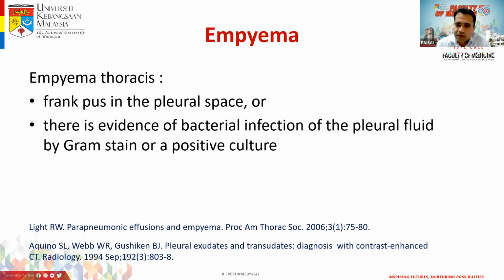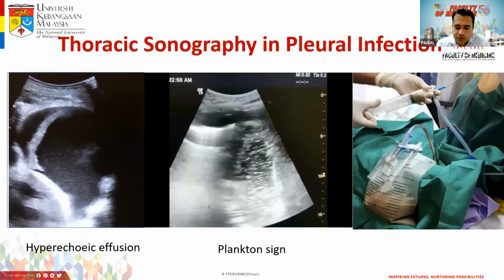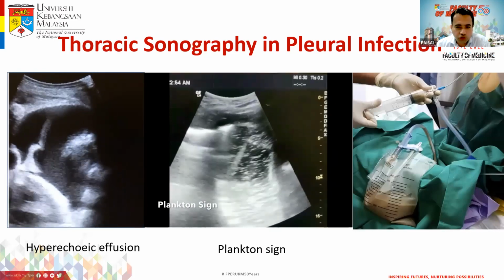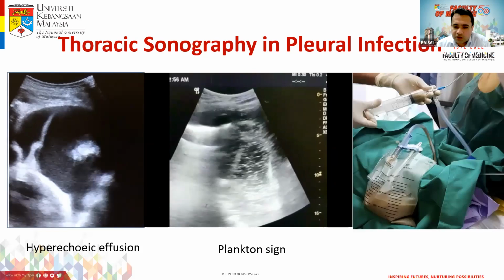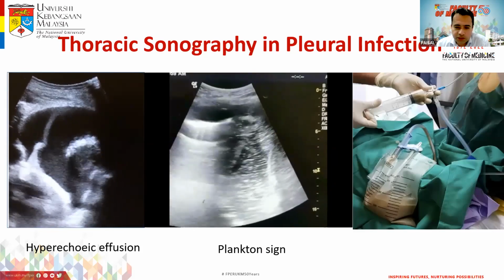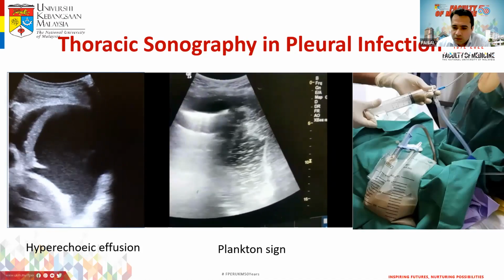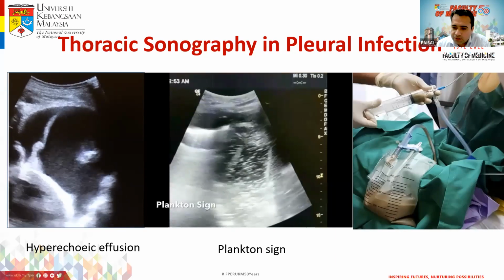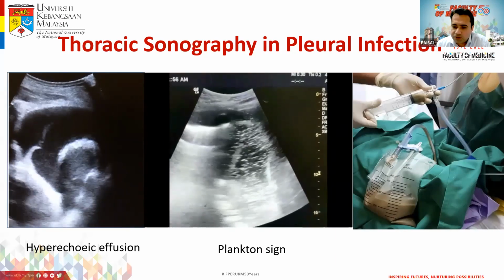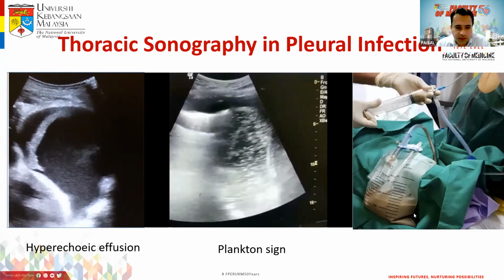This is an example of ultrasonography done at the bedside. I encourage our young doctors, when you see a patient with a pleural effusion, straight away bring your portable ultrasound. If you see this kind of pattern, a hyperechoic effusion, that means you are not dealing with a simple effusion. You are dealing with a complicated parapneumonic effusion. And if you see a plankton sign like this, you can straight away prepare a chest tube, because this is definitely an empyema, as evidenced by this image.